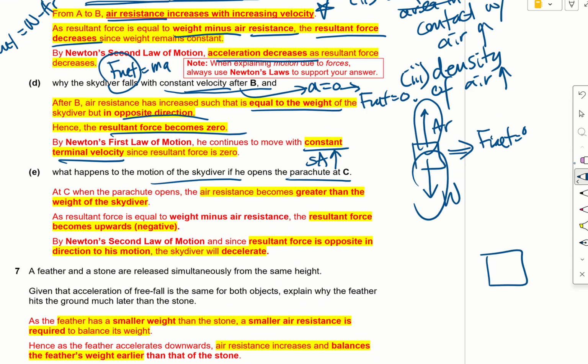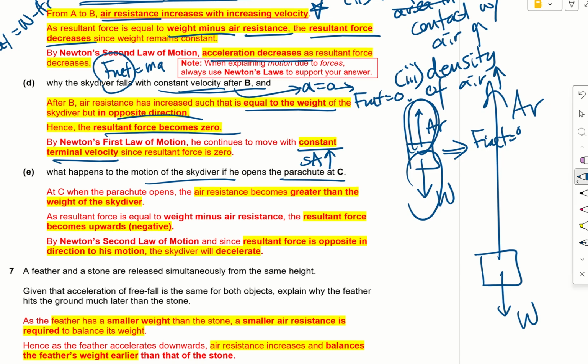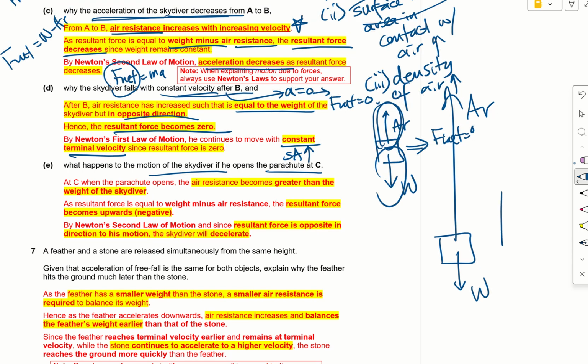So now I will draw my free body diagram. Just now it was like this, right? Equal and opposite, and now he suddenly opens up his parachute. So the air resistance is now so much greater than your weight. And will there be F net? Yes, there will be, and it will be in the opposite direction of his motion.